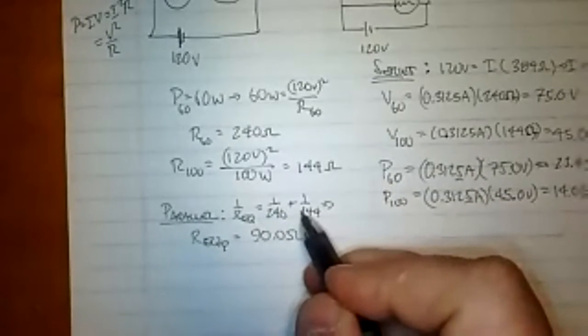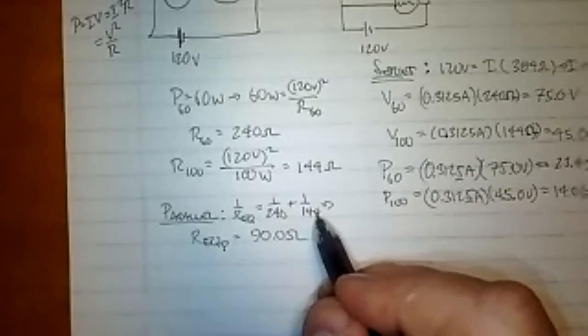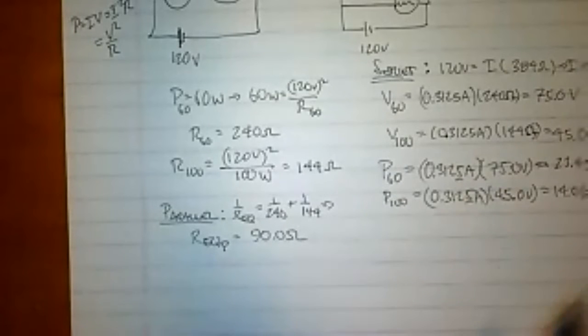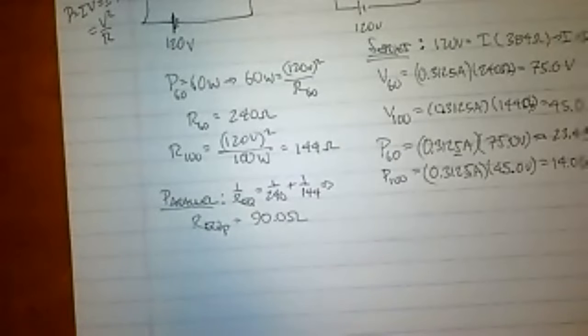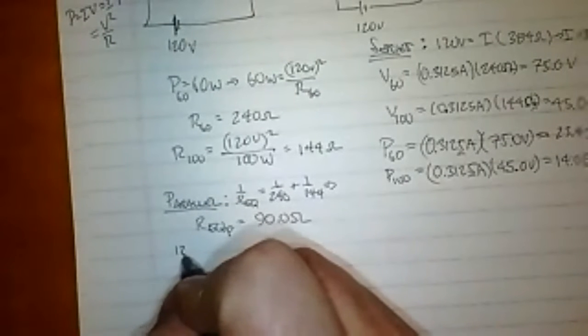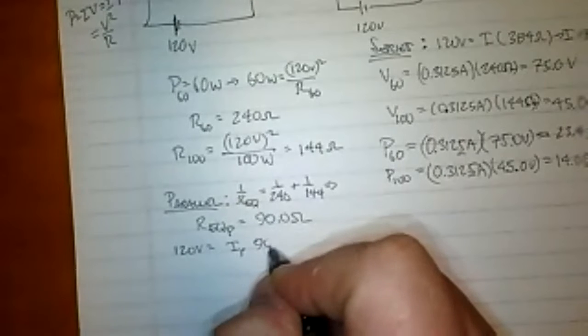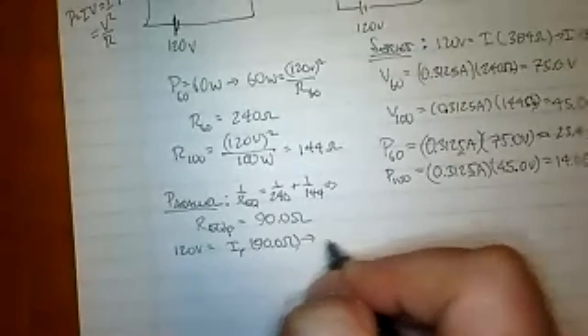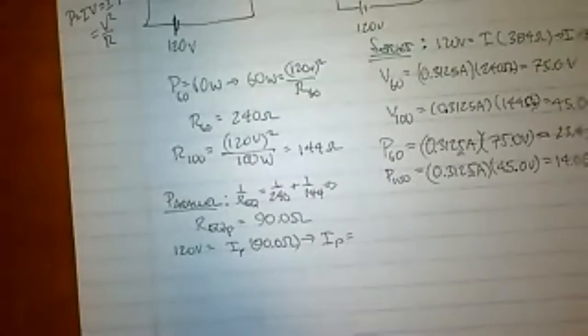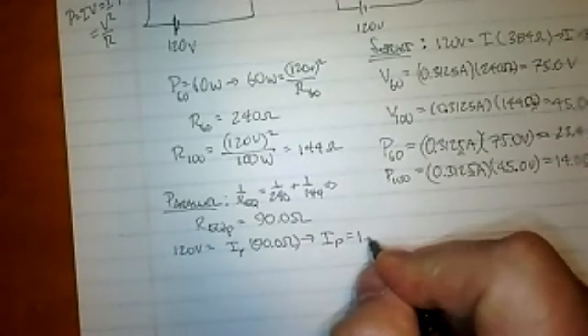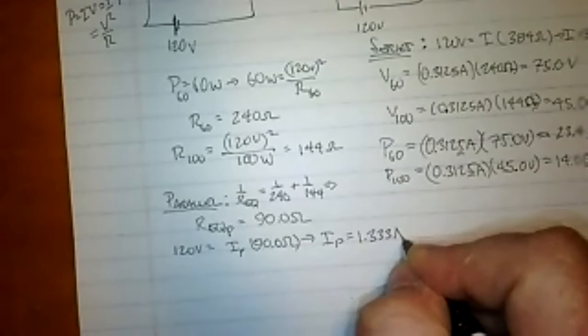So you can see the equivalent resistance was in fact smaller than either one. That's what I've been arguing about this, but this is just another instance of it. Now that we know the R equivalent, we can say that 120 volts is equal to I parallel times 90.0 ohms. So we get I in parallel is 120 divided by 90. And that gives me 1.33 amps.